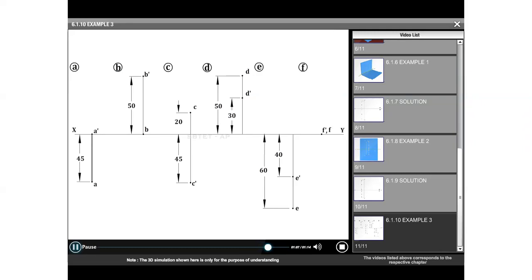Subdivision F. In this, both the front view and the top view will lie on the XY line itself.